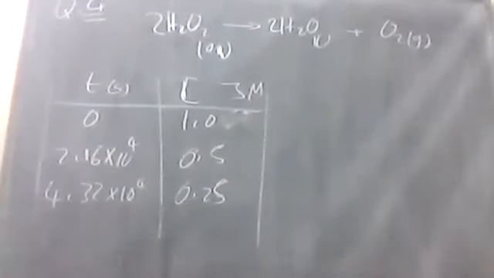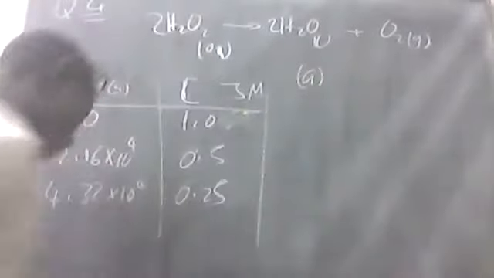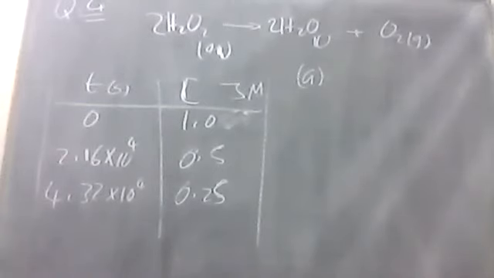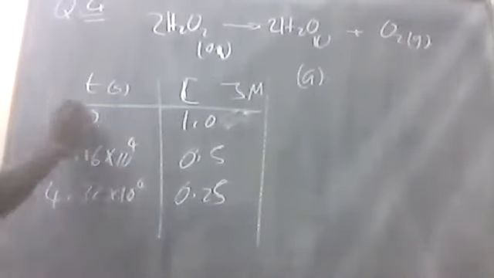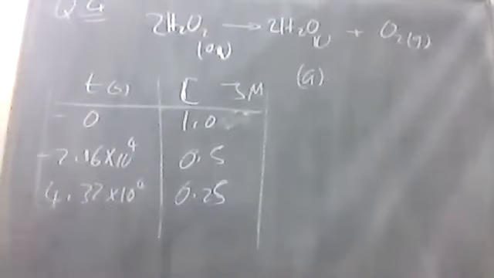So you have been given this data, and for part A, they are asking: calculate the average rate of decomposition of hydrogen peroxide between time zero and 2.16 times 10 to the power 4 seconds. Then use this rate to calculate the average rate of production of oxygen gas over the same period of time.